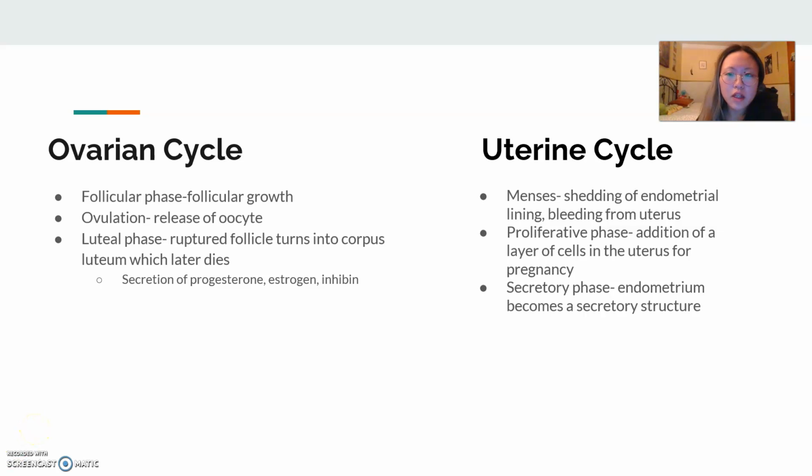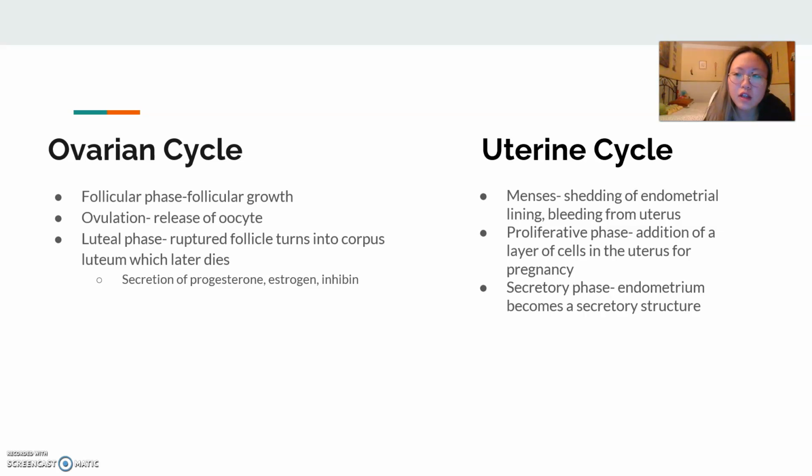Okay, first I wanted to go over both the ovarian cycle and the uterine cycle. They each have 3 different phases, and each phase kind of corresponds to the other one. So for the ovarian cycle, the follicular phase is composed of follicular growth. The follicle is basically a little container for the oocyte, which is the female egg.